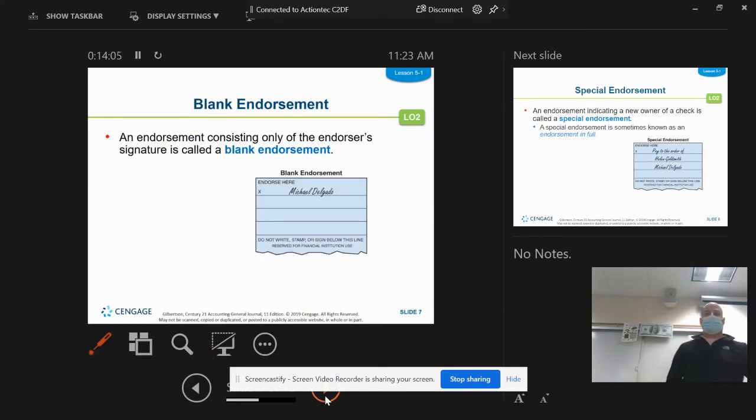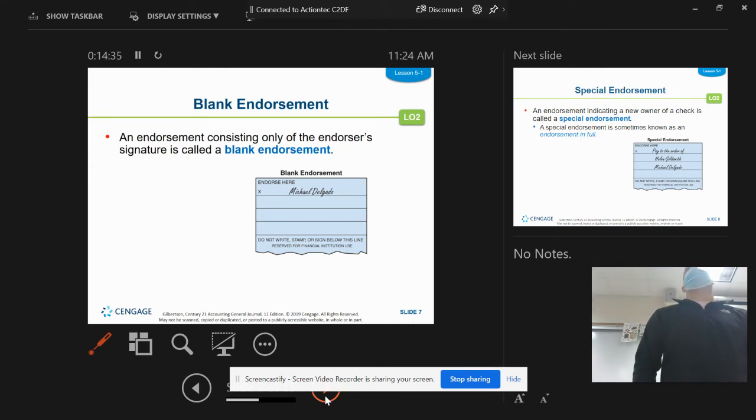And that is an endorsement consisting of the endorser's signature. This is called a blank endorsement. How many people have ever gotten a check from grandma or grandpa for their birthday, for example, and you got to take it to the bank and endorse it? How many people have ever endorsed a check? Isaiah has, okay.